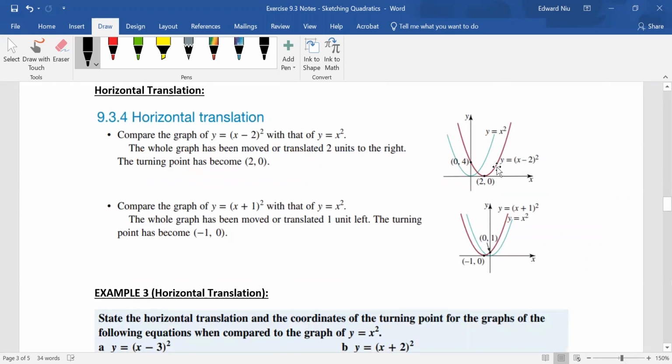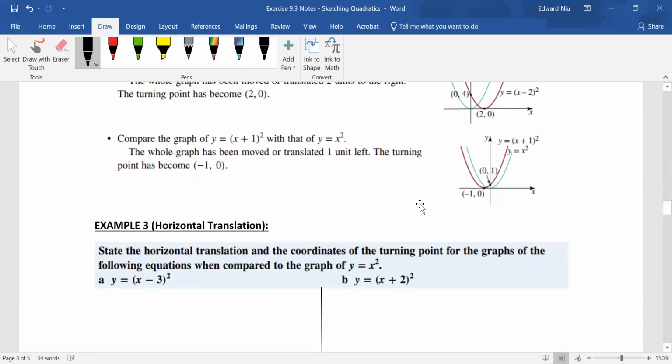Horizontal translation. Now, this is where we have it in the turning point form. So remember back in chapter 7, where we were learning about completing the square and getting it into the turning point form, or even in chapter 8, I think there was some turning point form equations, and also some sketching later on that we're going to see in chapter 9. So horizontal translation.